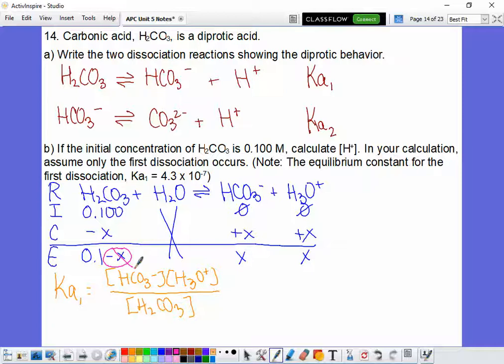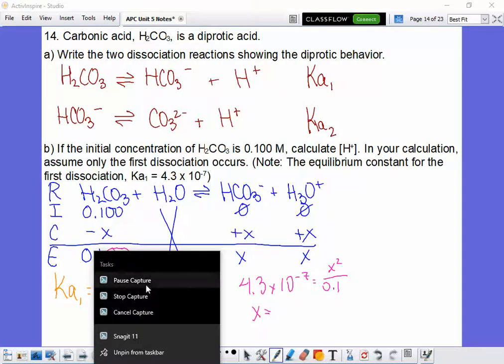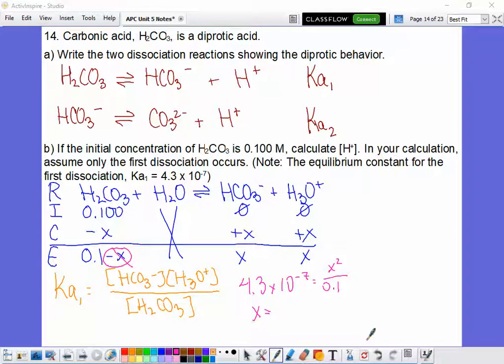Just makes our math a lot easier, because then we're going to do 4.3 times 10 to the negative 7 equals x squared over 0.1. And then we'll solve for x. So go ahead and do that while I pause while you calculate. All right, so what do you get? What do you get as your x?